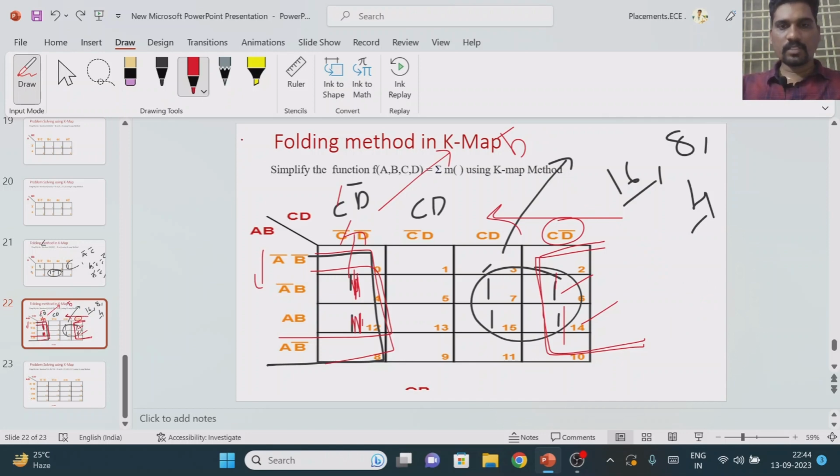Now what we will do is try to solve some more problems so that you will have clear-cut knowledge of the K-map method.